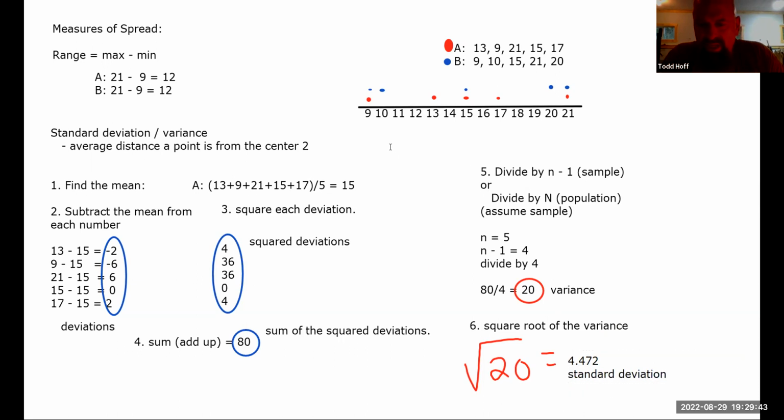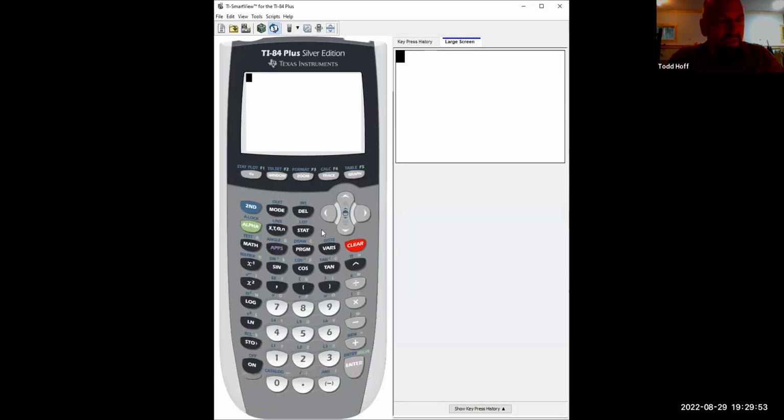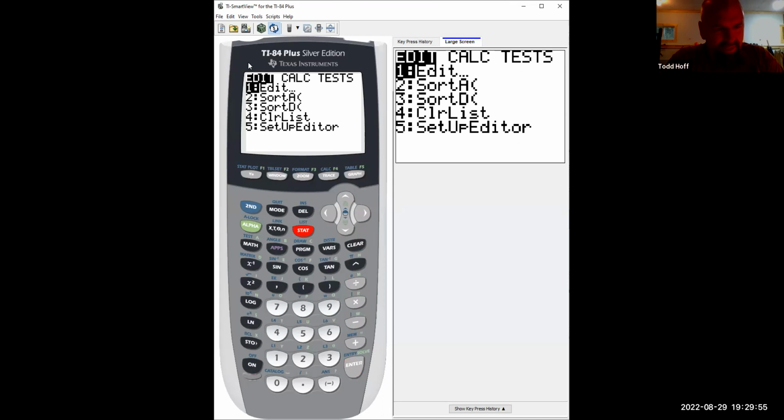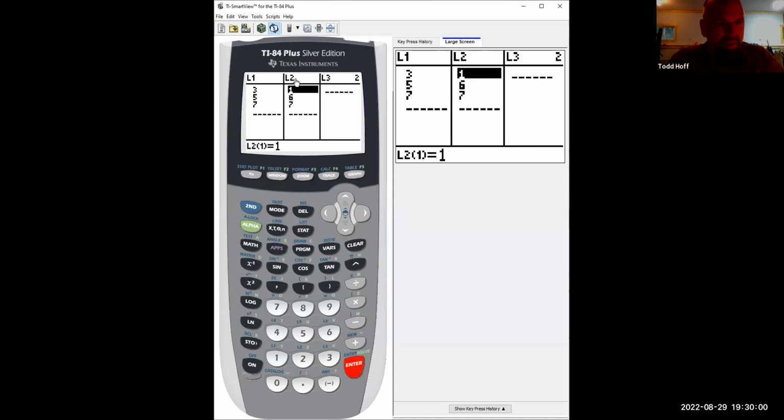Now, I could do the same for set B and show you that it's larger, but what I'm going to do is jump to the calculator and show how to find many of these values in the calculator. So we're going to go through stat. In the edit menu, we're going to select edit. Takes us to our list.